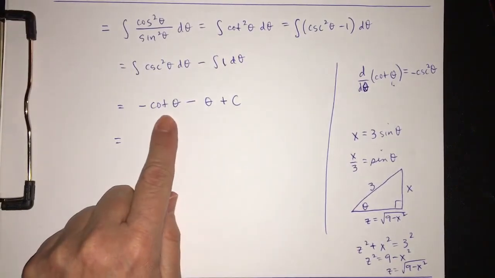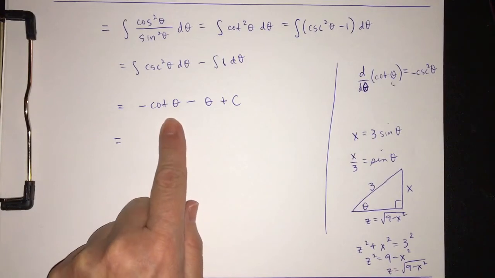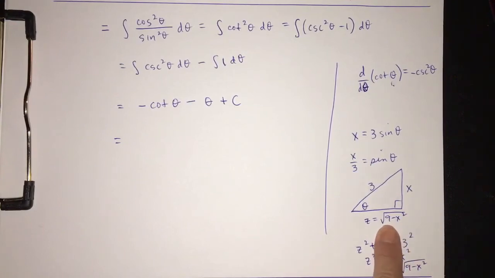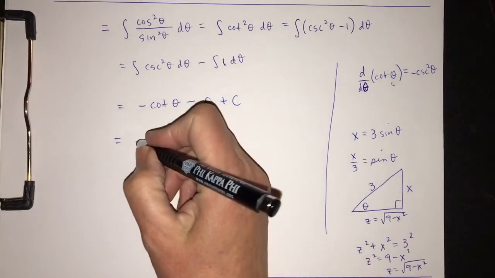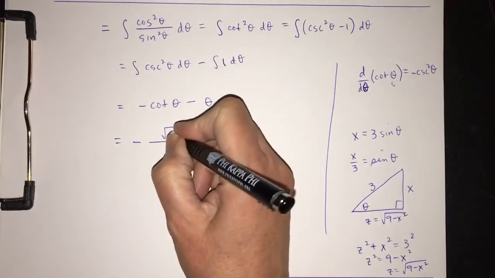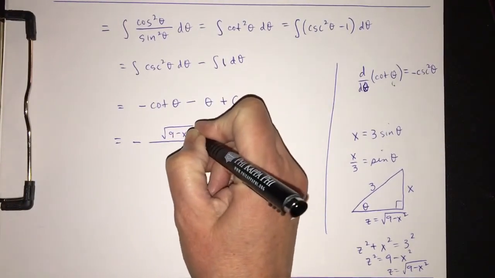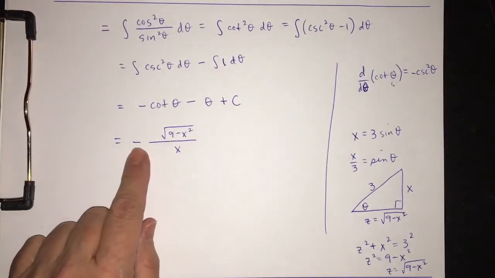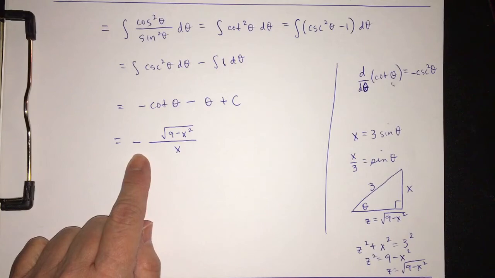So cotangent theta, we'll read it from the triangle. Let's see, cotangent is the reciprocal of tangent. Tangent is opposite over adjacent. So cotangent is going to be adjacent, which is the square root of 9 minus x squared, over opposite. Don't forget you have that negative sign that was in front of cotangent.